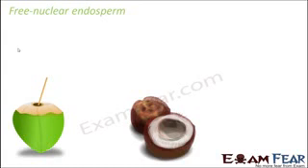Now let us see how exactly the development of this endosperm takes place. Most commonly, the type of endosperm which is developed is known as the free nuclear endosperm. So we will understand that once we are able to understand this example. I'll take the example of the coconut. I'm sure all of you are aware of coconut. All of you know how a coconut looks, right?